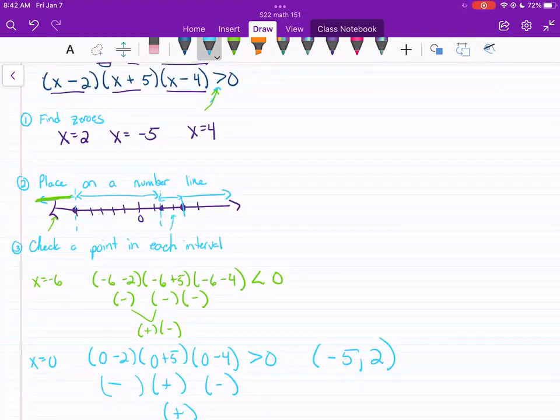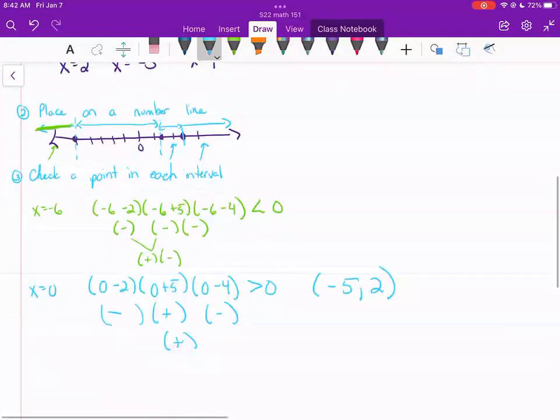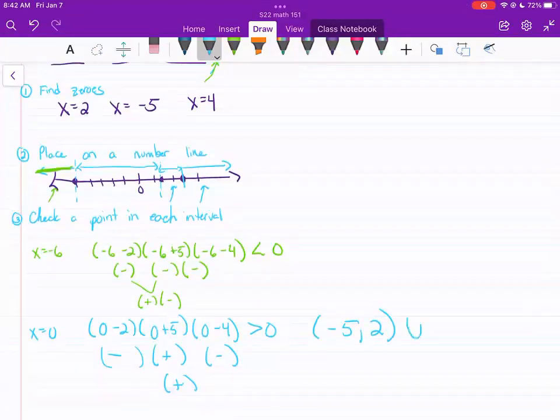If you do the same thing and check a point within this interval and a point within this interval, you will find that the last interval also does work. And so our final solution is that the values between -5 and 2 in union with 4 to infinity all make the inequality greater than 0.